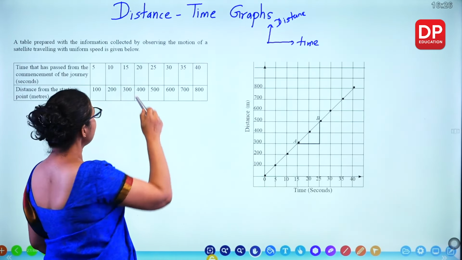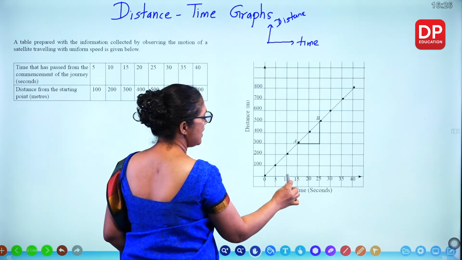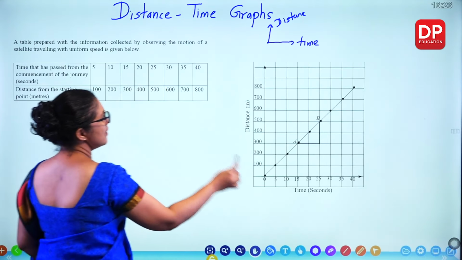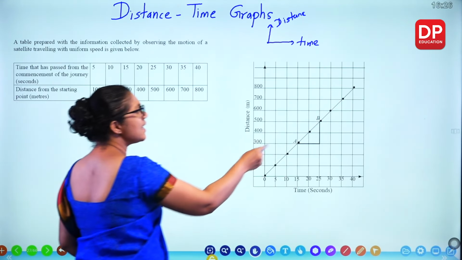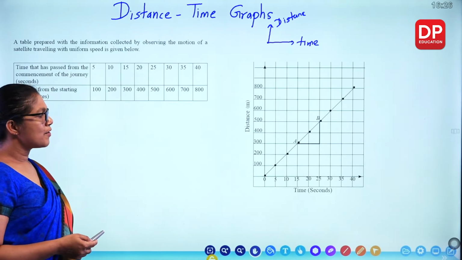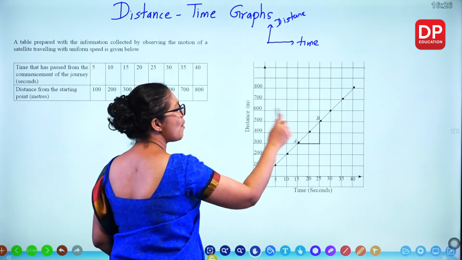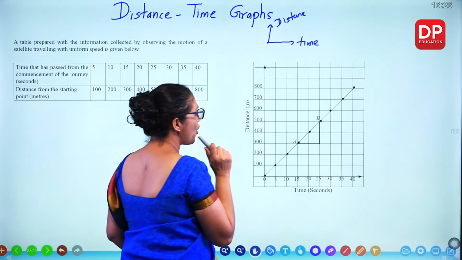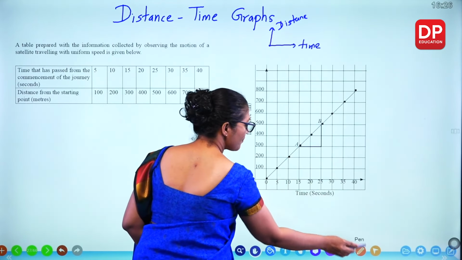Then you can mark the other points. 10 with 200, then 15 with 300. So mark all the points and then connect them. That's called the distance time graph. So how can we find out the speed from this graph? So we take any 2 points. Now we'll take A and B.